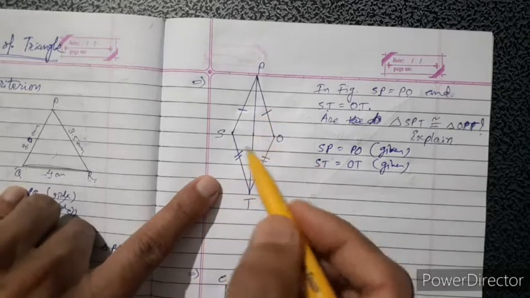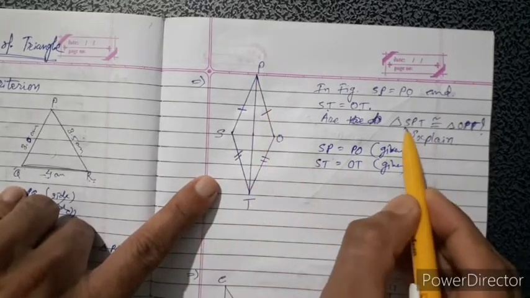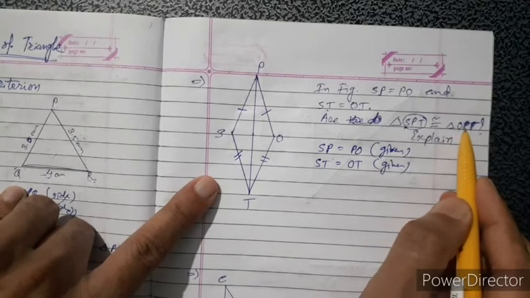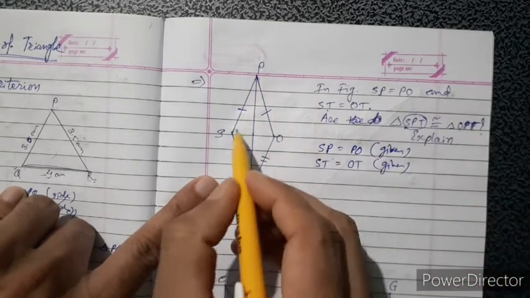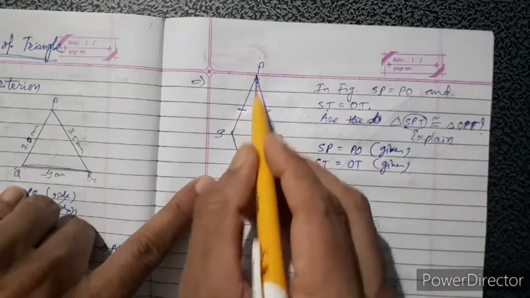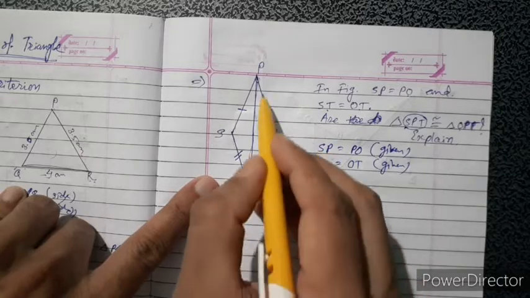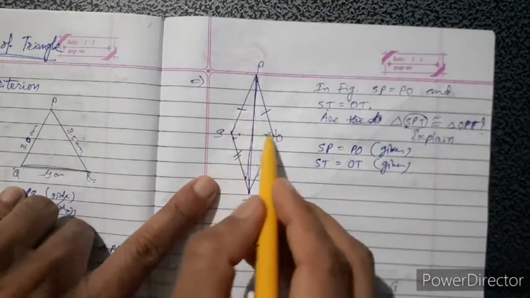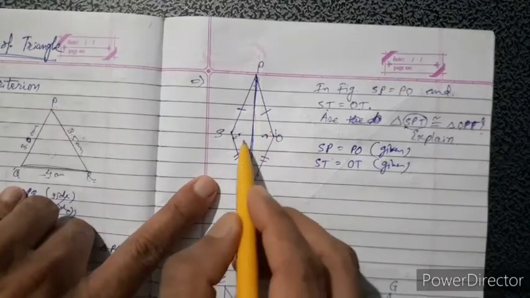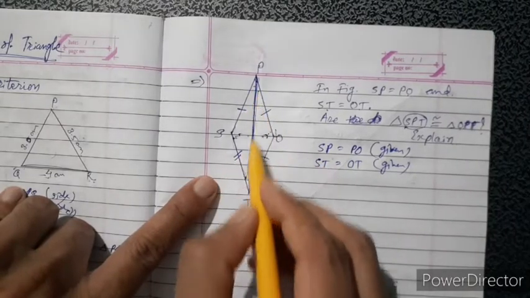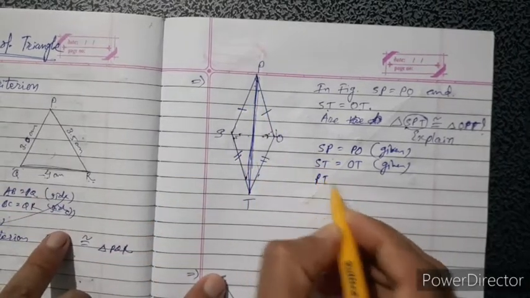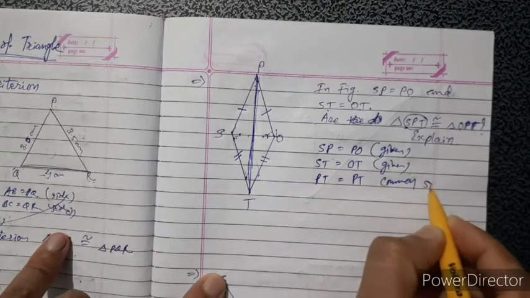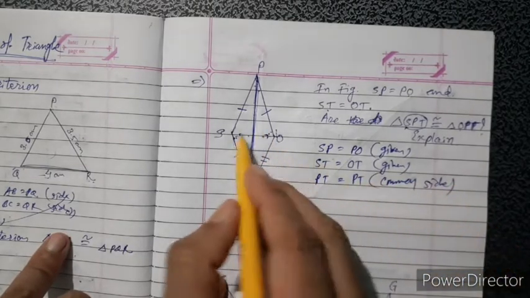And in these two triangles, SPT and OPT, they have one common side. PT is common in both. The diagonal divides the quadrilateral into two triangles, and one side is common. So here you just write PT equal to PT. That is the common side, which is common in both.